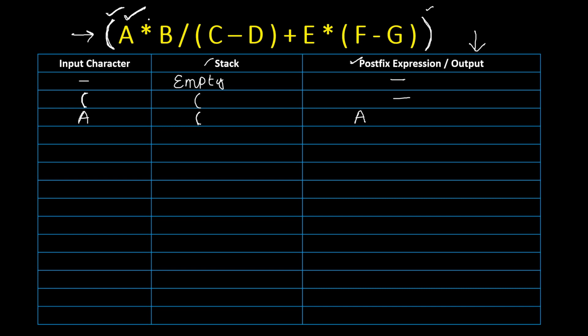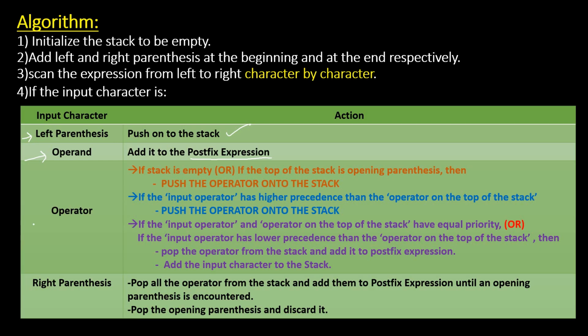Okay, what is the next one? Next one is multiplication, that is an operator. Now come to the algorithm. Here we have the operator. Whenever an operator is encountered, there are 3 steps. Among these 3 steps, remember only one step will be executed, so we have to choose the appropriate step.